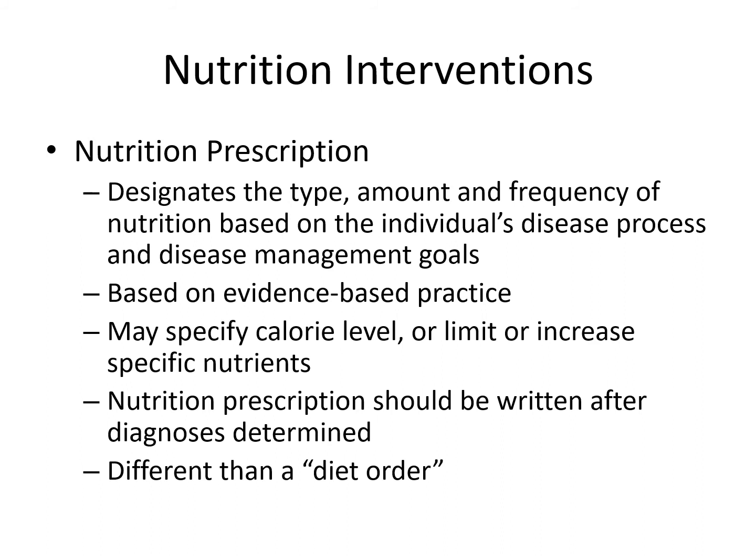Now you will write for a patient a nutrition prescription, and this includes the type, amount, and frequency of nutrition based on their disease process and disease management goals, again being based on evidence-based practice guidelines. So we may specify a calorie level, limit or increase a specific nutrient. Maybe they need more protein, they need less fat, they need less carbs. And again, the prescription is always written after the diagnosis because the prescription should be addressing the diagnostic issue.